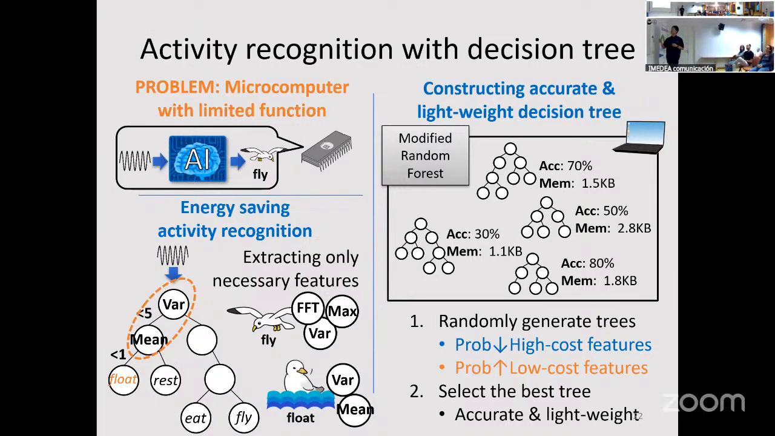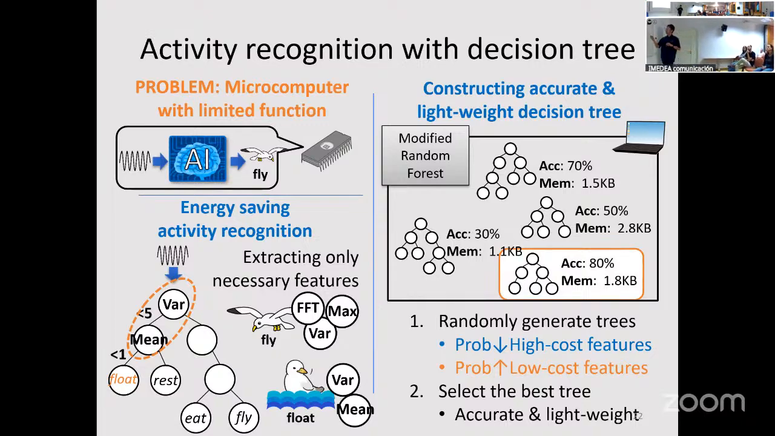The random forest algorithm is an algorithm to randomly generate diverse trees. Based on this algorithm, we create various tree structures, and then we evaluate each tree according to its behavior recognition performance and memory consumption. Then we select the best one and implement it on the device.